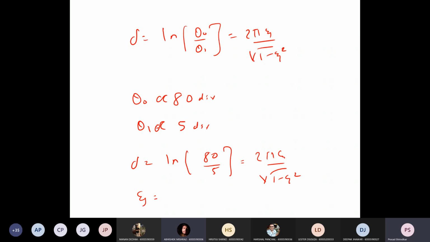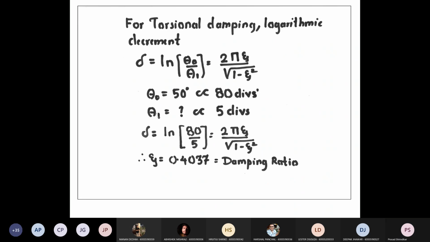Sir, 0.4038. Zeta is equal to 0.4038. That is the damping ratio. Alright, so this is the damping ratio.